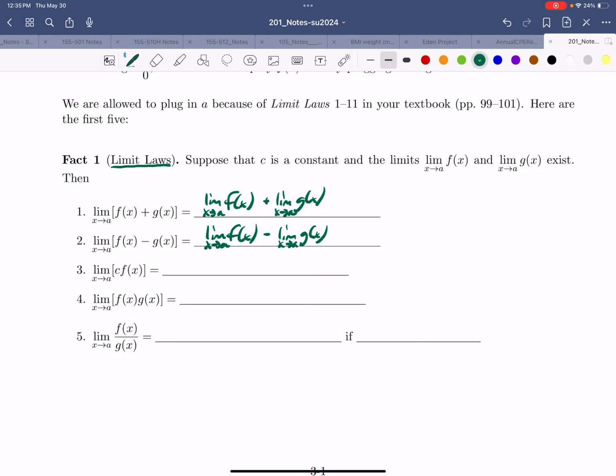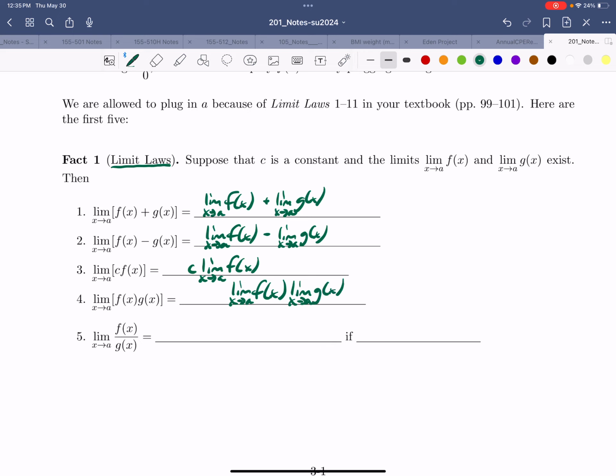I mean subtraction. Also, if you have a constant c that's inside, you can multiply your limit by that c. So instead of worrying about the constant on the inside, just find your limit and then plug in c. The same thing also works for multiplication. It's very nice. Just find your limits separately and then multiply them together. Plug in a and multiply them.